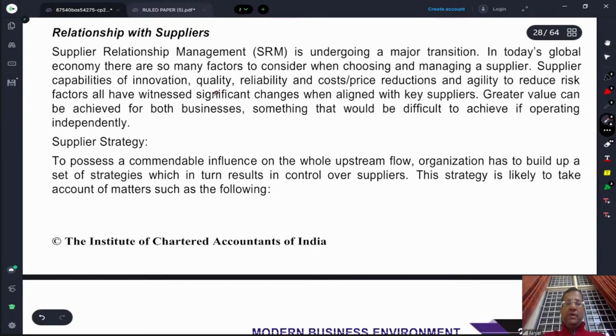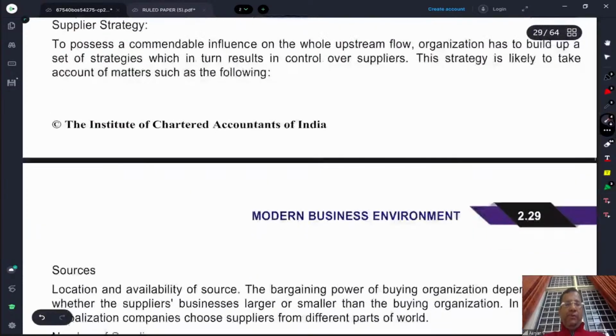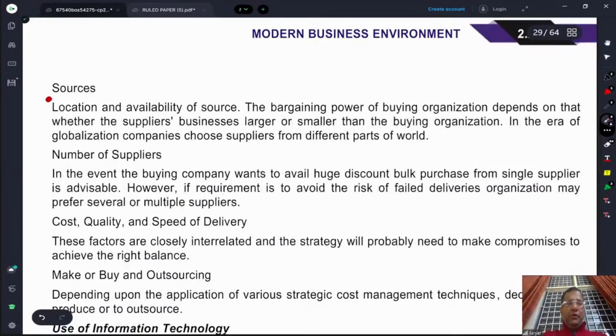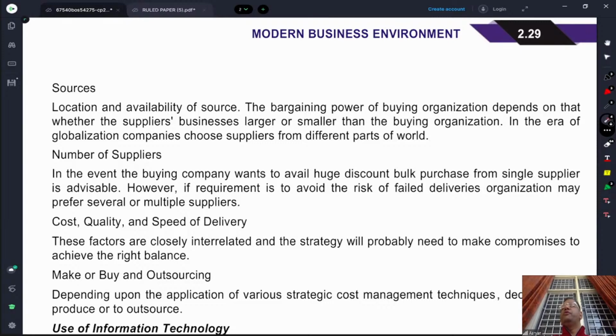So apart from considering the quality and the cost, you must also consider the reliability and the innovative ability of the supplier while choosing the supplier. Choose your supplier very wisely. Now supplier strategy. You have to decide the location and the availability of the source. In today's competitive environment, the world is your market. You can choose the supplier from anywhere. So you have to select the source, number of supplier, whether you are going for that particular component.